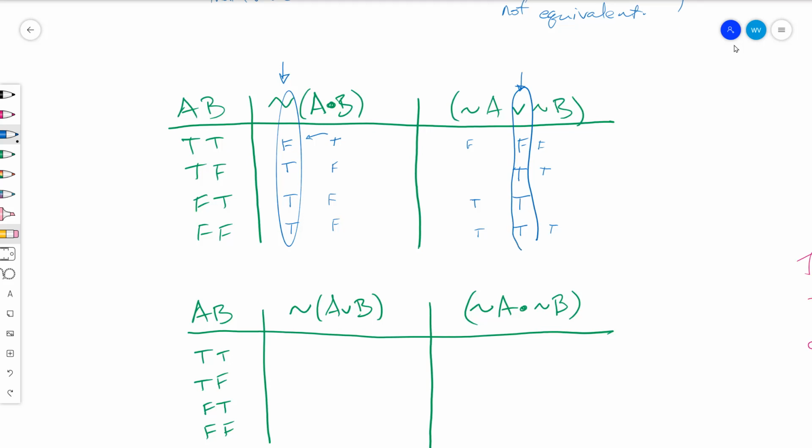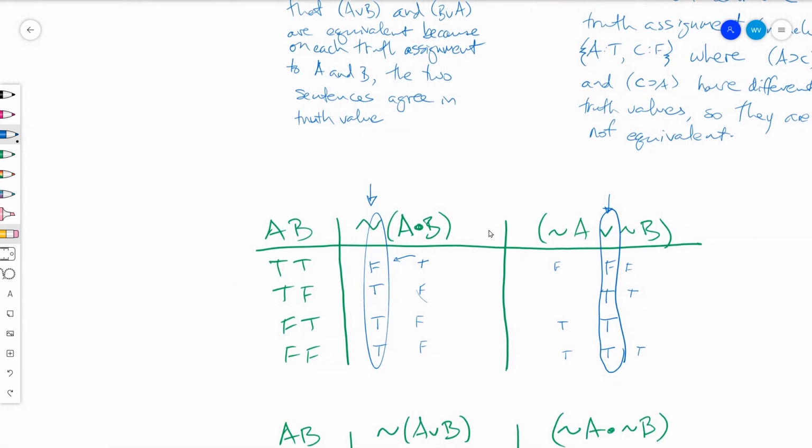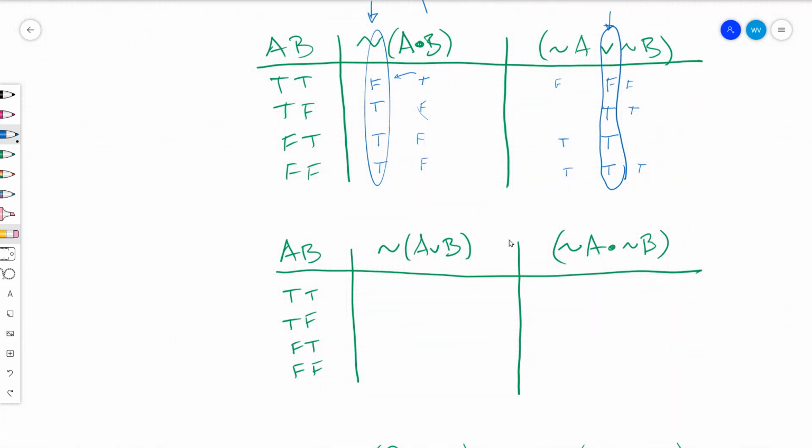Okay, so if you look at the pattern of truth values under the main operator for these two sentences, it's F, T, T, T. So these are examples of equivalent sentences, and the explanation you would give is like this one here. You would say that these two sentences are equivalent because on every truth assignment to their atomic propositions, the two sentences agree in truth value. Here's another case.